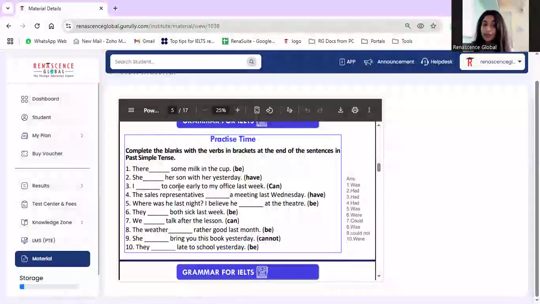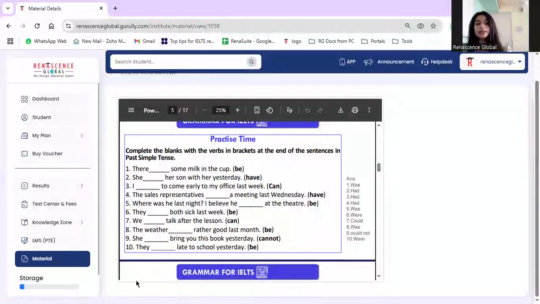I dash to come early to my office last week. Again, when we are talking about last week, it's had. I had to come early to my office last week. The sales representative had a meeting last Wednesday. Again, we have had.